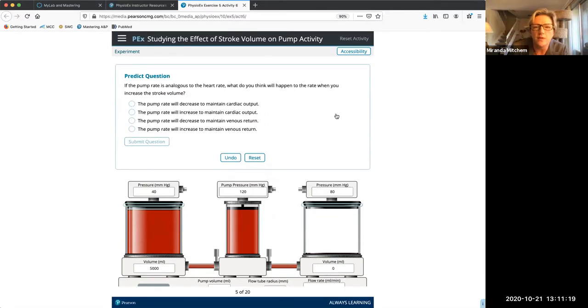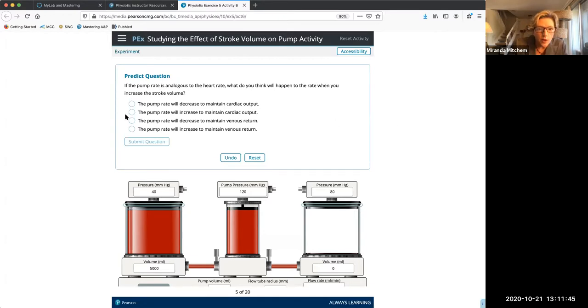What do you think will happen to the rate when you increase stroke volume? It should increase. I mean, that's part of the sympathetic response. That's part of the way to increase our heart rate, if it's low, is to increase the volume of blood going through the body or going through the heart. So let's see. What do you think will happen to the rate when you increase the stroke volume?